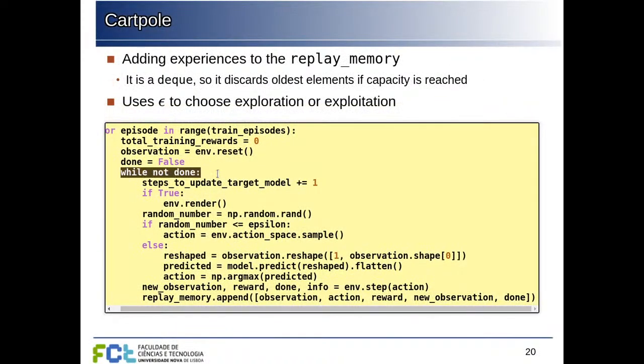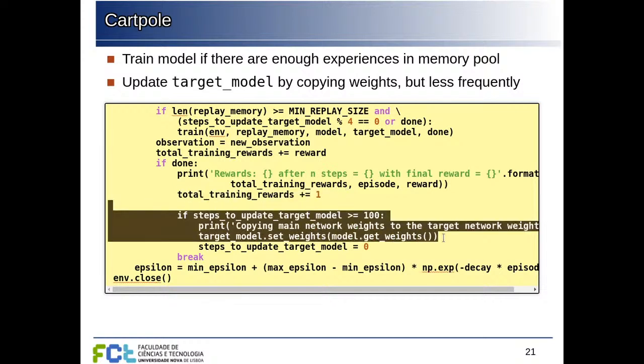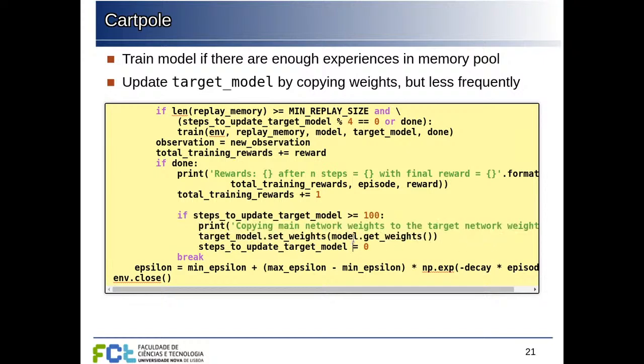This, while not done, keeps the episode all the way to the end. Once it's done, we reset the episode and restart the game. But also at this stage, we check how we increment the step and check if we want to update the target model. So basically the target model gets updated after a number of episodes, the 100 episodes, and updating the target model is simply copying the weights from the main model.